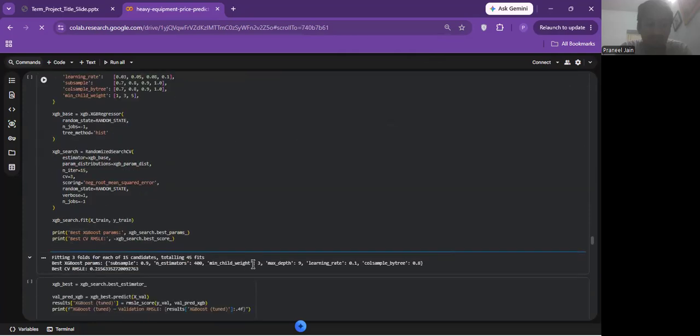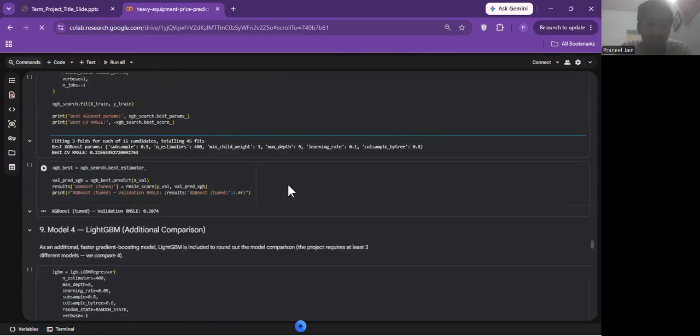Next is LightGBM. This is also a boosting method like XGBoost, but in this, the tree grows leaf-wise instead of level-wise. It is faster, but it can overfit more easily on smaller or noisier data.